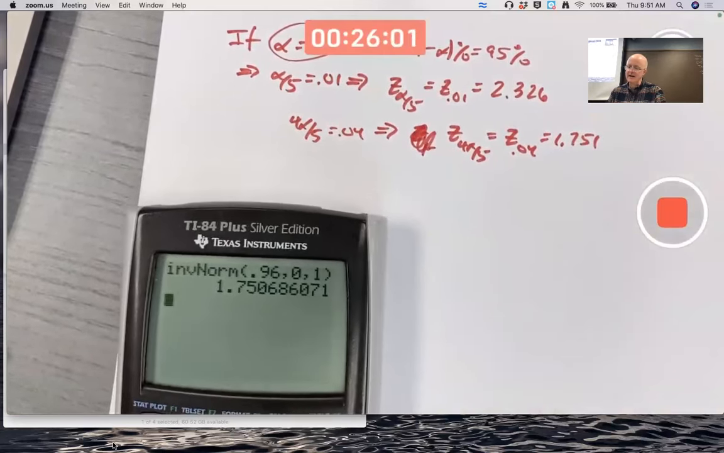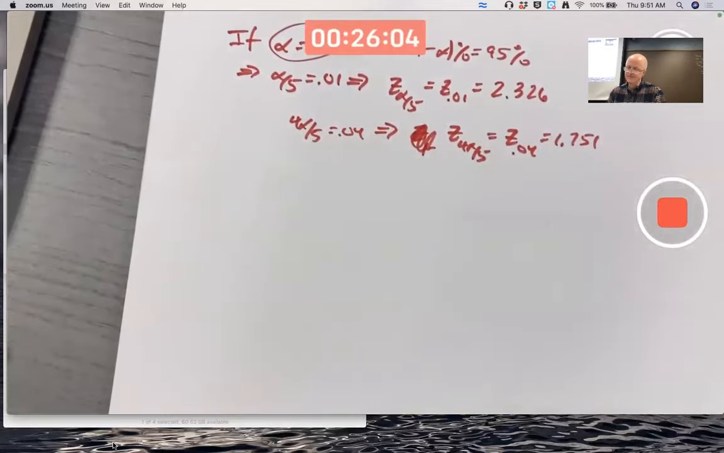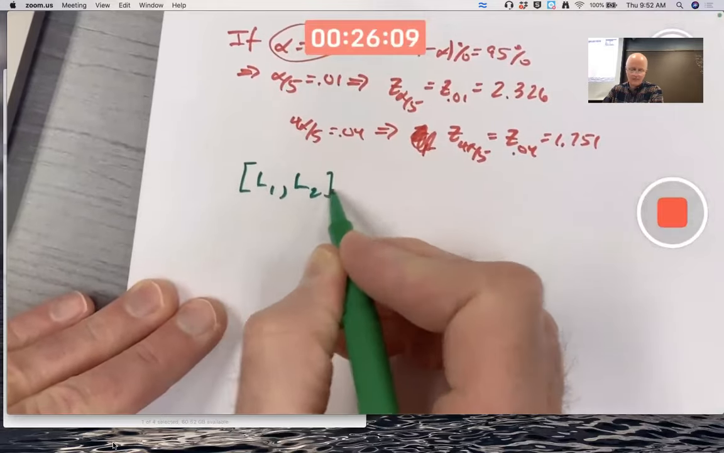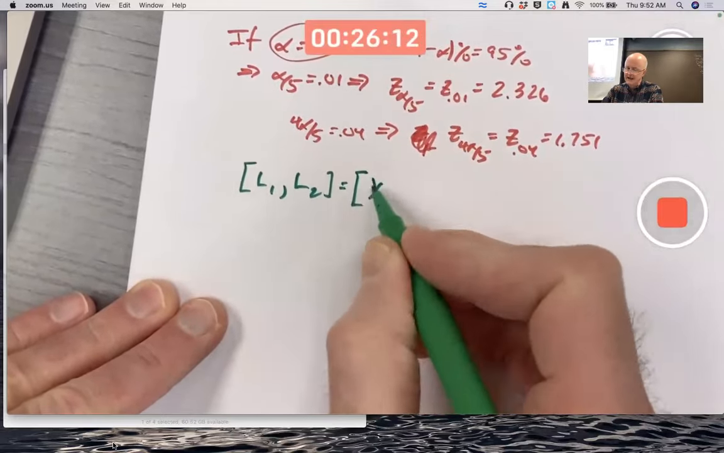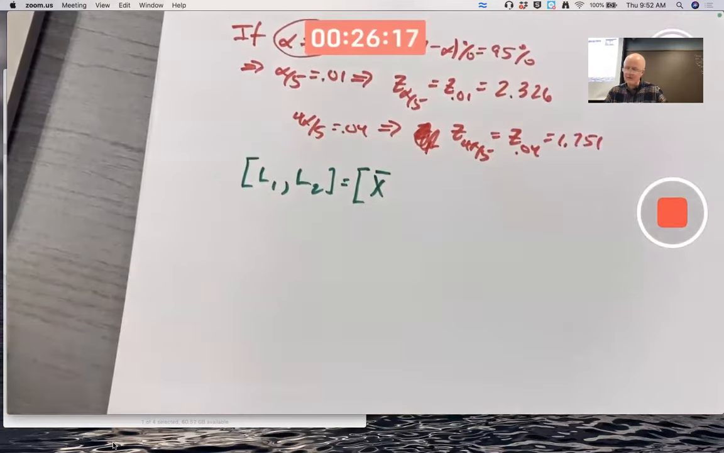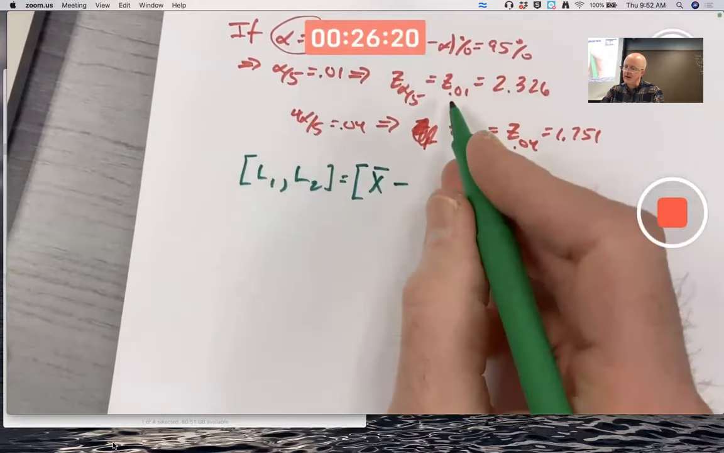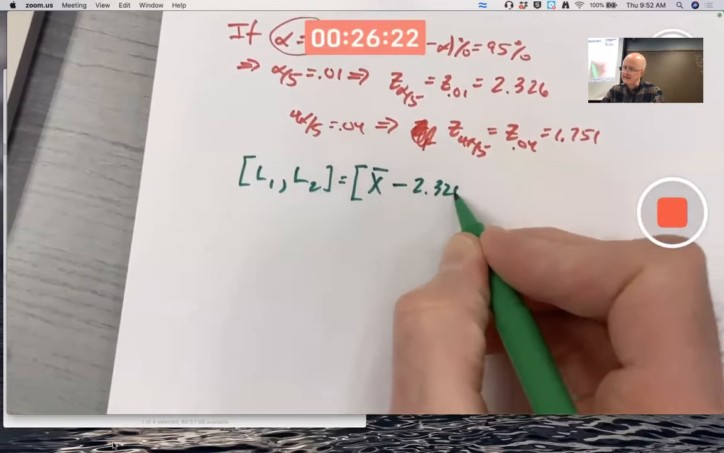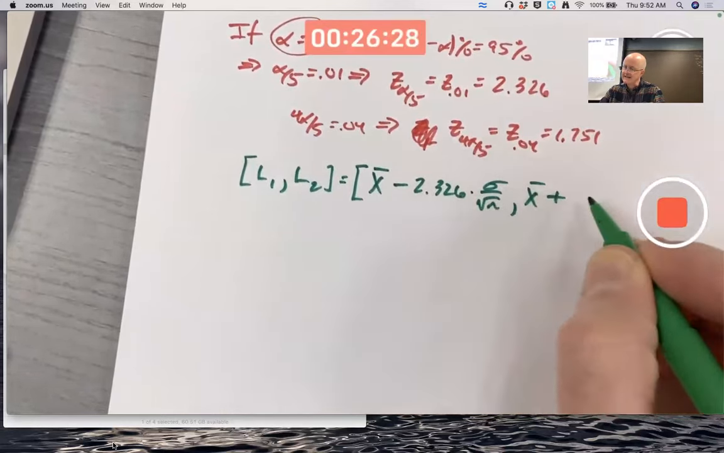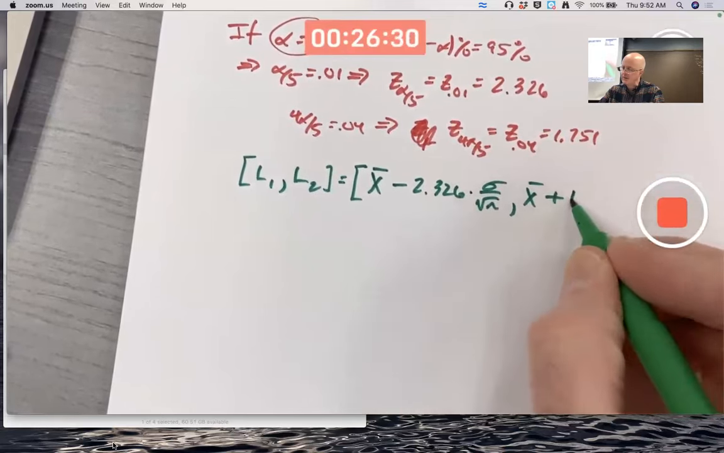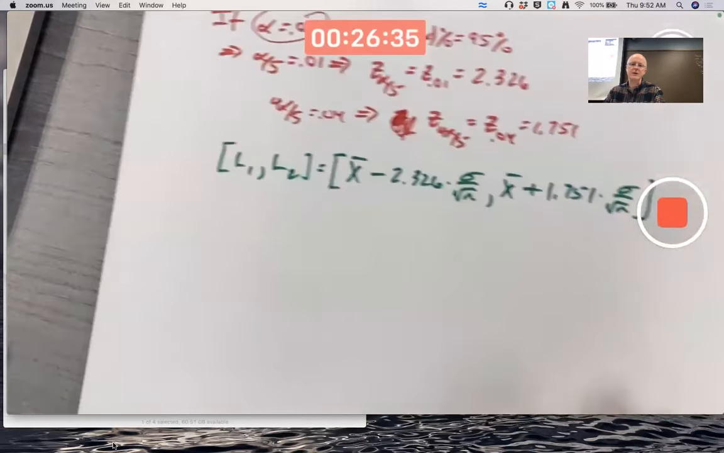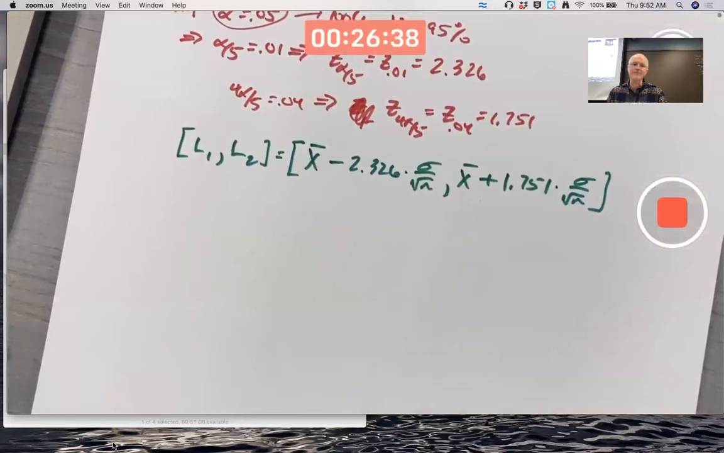So the interval in this kind of context, not specifying x bar, sigma, or n, would look like this: x bar minus z sub alpha over 5, that's the 2.326 times sigma over square root of n, comma, x bar plus z sub 4 alpha over 5, that's the 1.751 times sigma over square root of n. And then yes, if you had particular values of x bar, sigma, and n, you could plug them in.